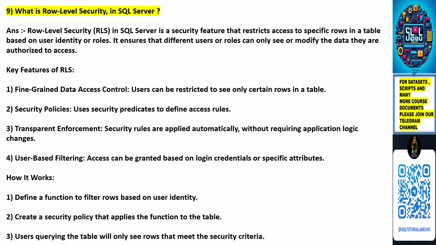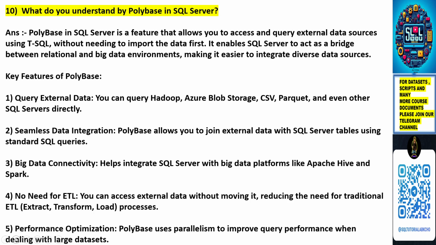Okay, so basically how it is going to work, so how it works. The number one point is define a function to filter rows based on a user identity. And point two is create a security policy that applies the function to the table. And the third point is users querying the table will only see rows that meet the security criteria. Okay, now move on to the last question of today's video.